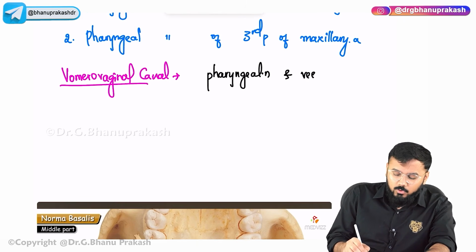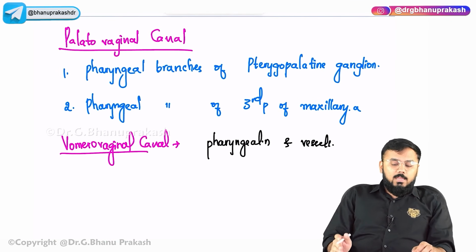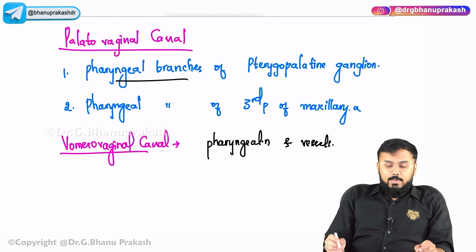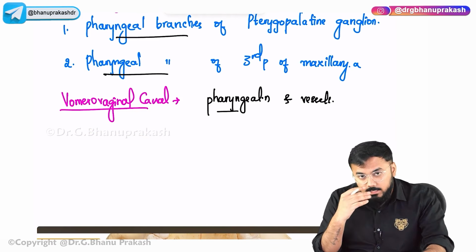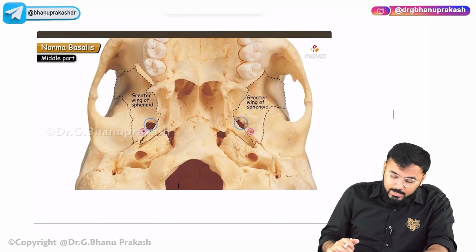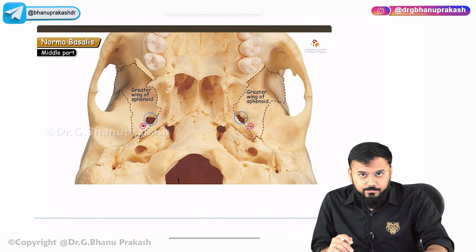So these two canals are completely consisting of pharyngeal parts, like pharyngeal branches of pterygopalatine ganglion, pharyngeal branches of maxillary, and pharyngeal vessels and nerves. So all the pharyngeal parts are located over here. Next, down if you go here, this is your greater wing of sphenoid, right?